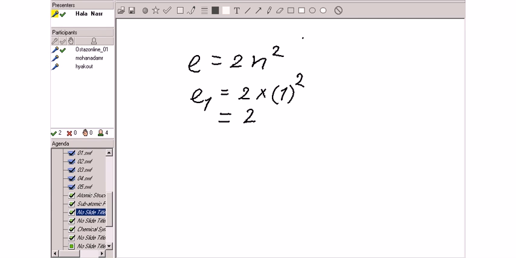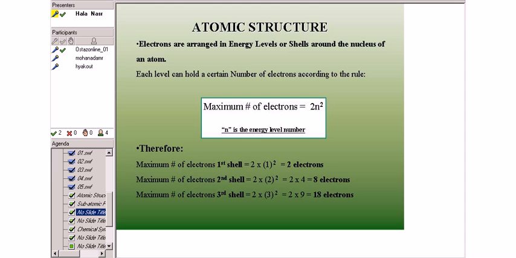It says here 2 times 1 to the power 2. 1 to the power 2 is only 1. So 2 times 1, I need to erase this. I'm not bad in math, I just did it wrong. So in here, 1 to the power 2 is 1. So 2 times 1 is 2 electrons. This means that the first energy level is able to carry only 2 electrons. It could carry less, but not more than 2.